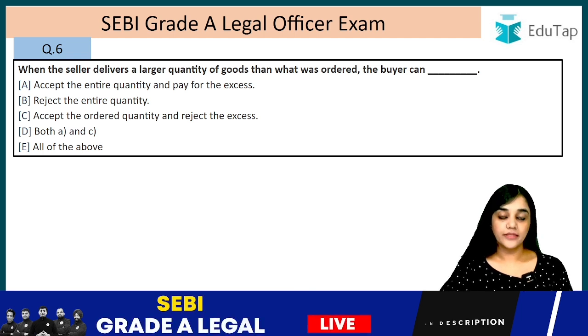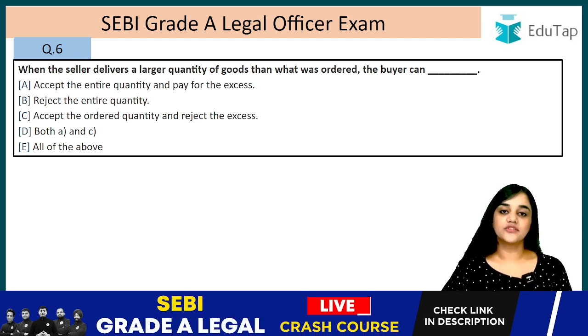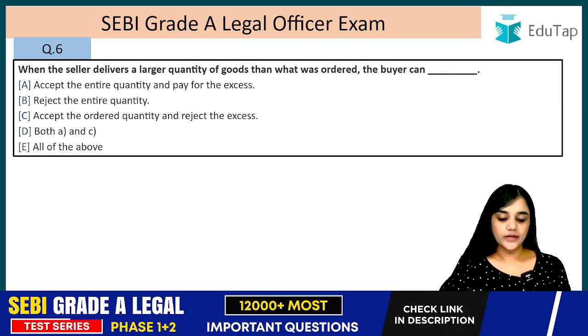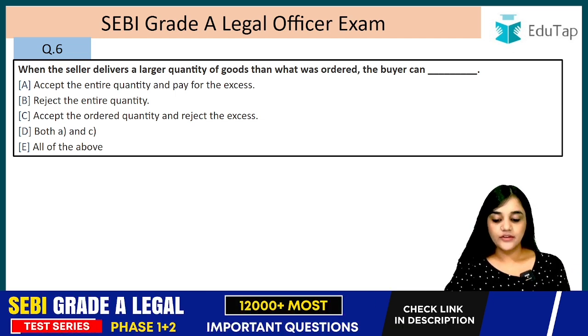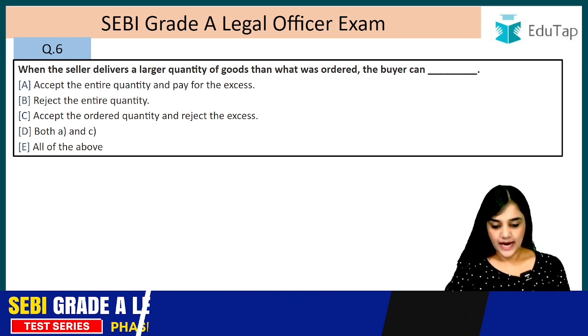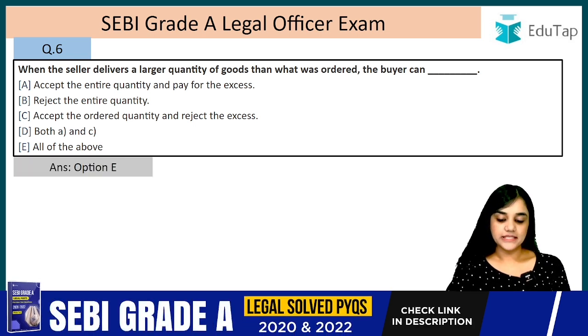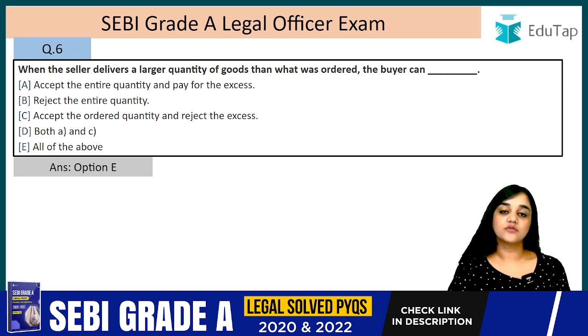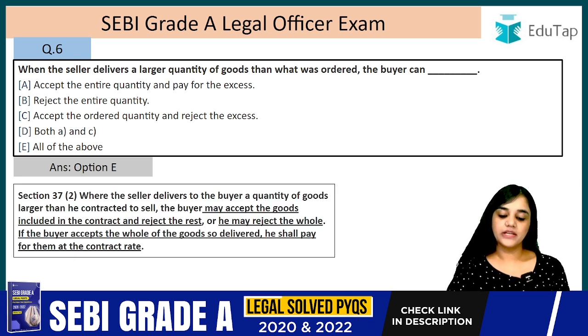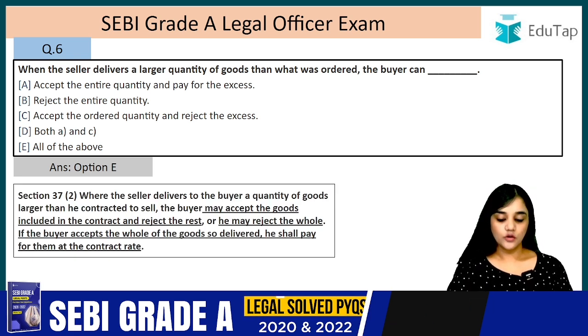So what can the buyer do in case he receives a larger quantity of goods than he has ordered? Accept the entire quantity and pay for the excess, reject the entire quantity, accept the ordered quantity and reject the excess. Now, both or all of the above. The answer is E, all of the above. He has all these options. It has been given in section 37, clause 2.